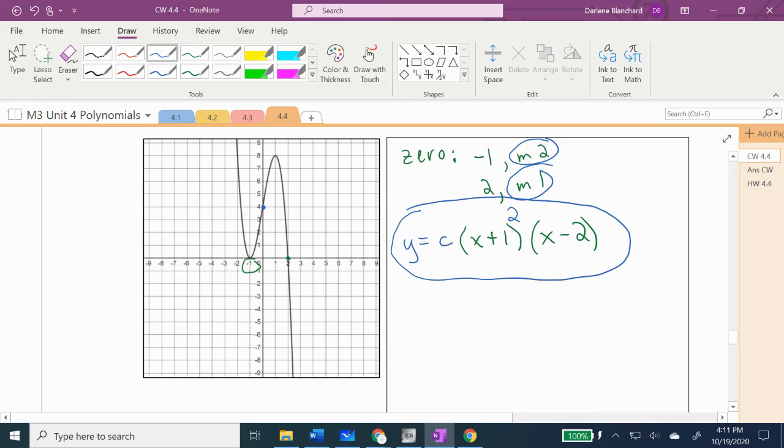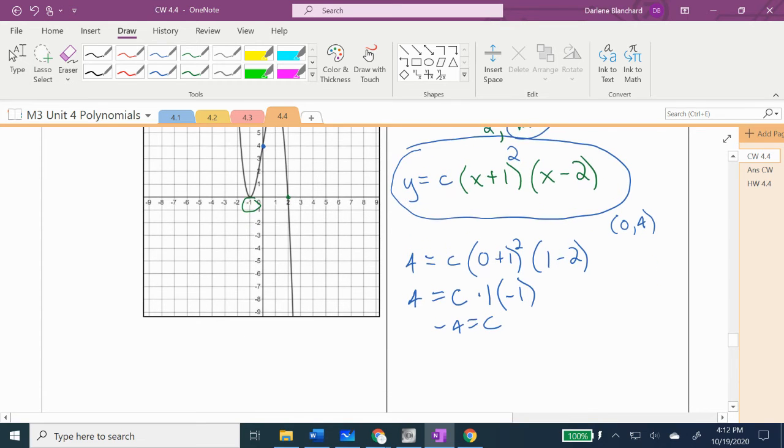Because I have a y-intercept that I can see clearly, I'm going to take the point 0, 4, and I'm going to plug 4 in for the y. I need to find out what my c is, and plug in 0 for the x. And that gives me 4 equals c times 1 squared multiplied by -1. So I'm getting -4 for my leading coefficient.